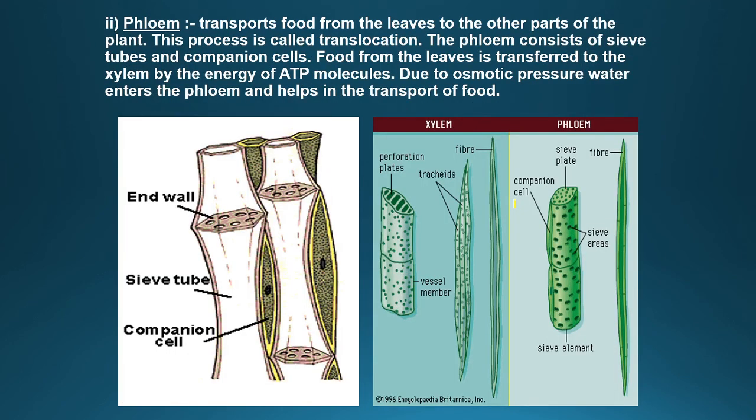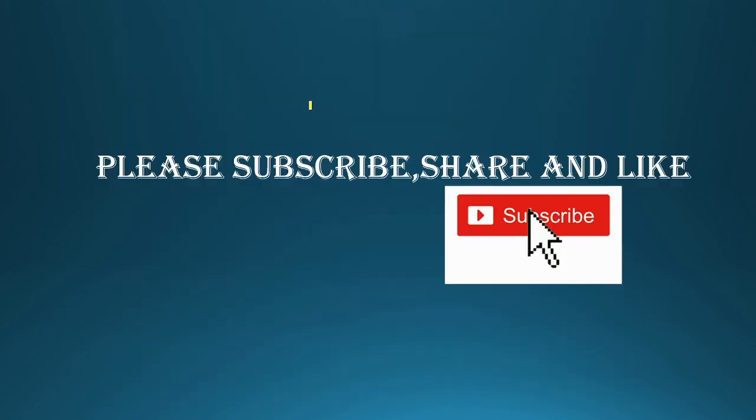Then coming to phloem, it transports food. You guys might have learned this in ninth grade. It transports food from the leaves to other parts of the plant. The process is known as translocation. The phloem consists of sieve tubes and companion cells. You have learned this. And food from the leaves is then transferred by the energy of ATP molecules. ATP is adenosine triphosphate. Due to osmotic pressure, water enters the phloem and then helps in the transport of food.